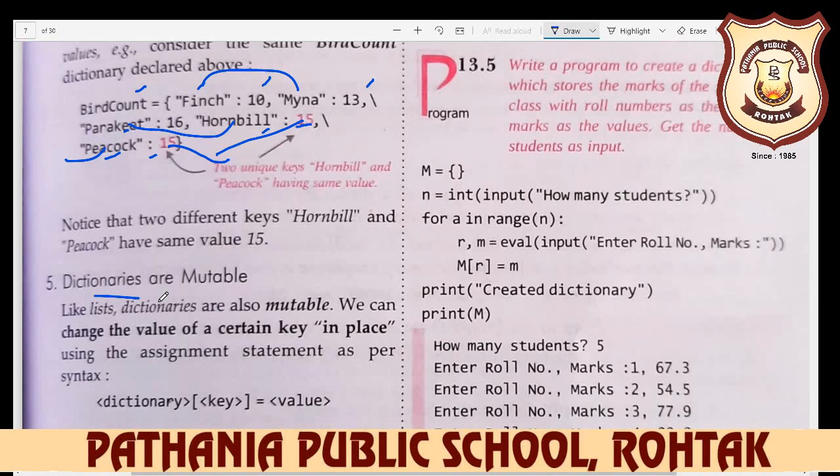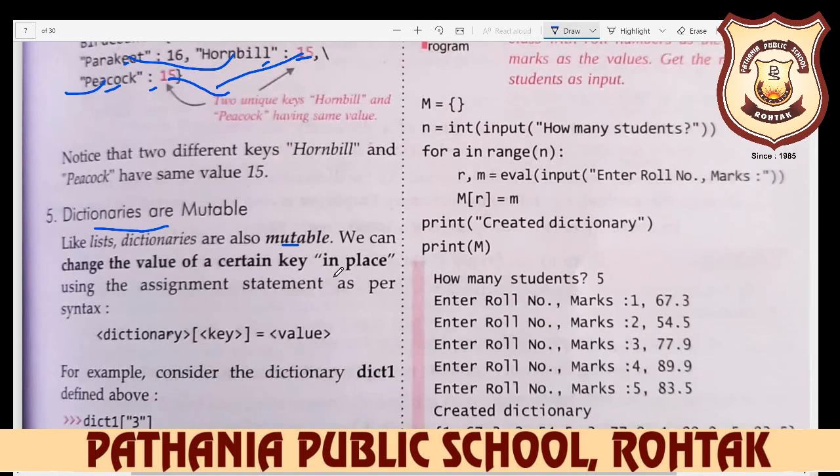Next, dictionaries are mutable, and we have already learned what is mutable and what is immutable. Here, like lists, dictionaries are also mutable. We can change the value of a certain key in place using an assignment statement. You write down the equal sign and then write down the value. Very simple. You just write the dictionary, then the key you want to change, then the equal sign, and then the value.